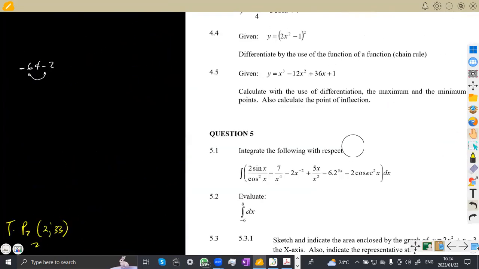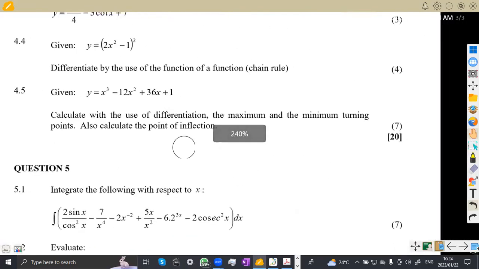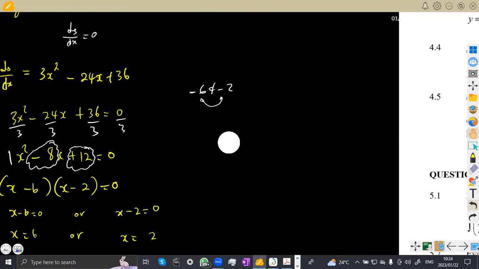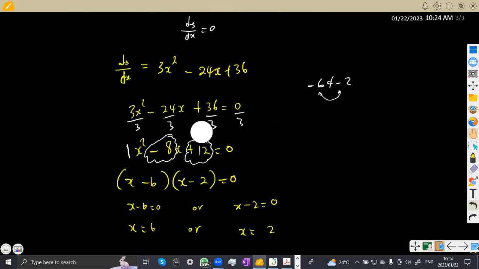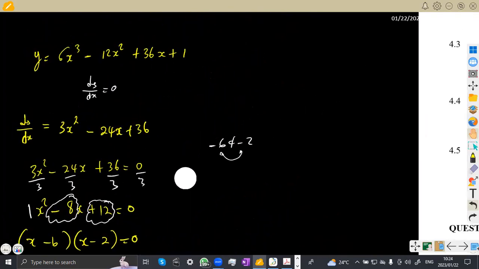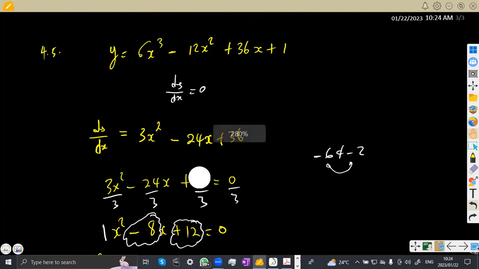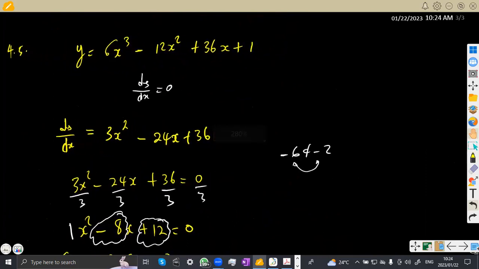Okay, anyways, let's see what we have on the other part. Also calculate the point of inflection. So we need also the point of inflection here. Where do we have the point of inflection? For us to have the point of inflection, we must understand that the second derivative must be equal to 0. So now this time it's about the second derivative.